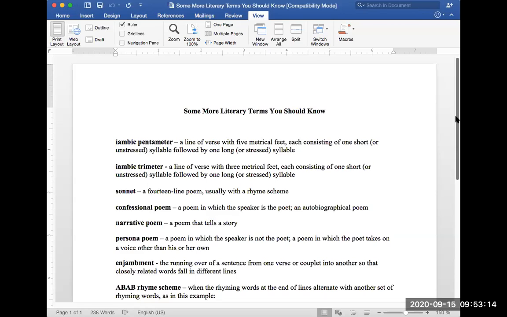A persona poem is a poem in which the speaker is not the poet, a poem in which the poet takes on a voice other than his or her own. So My Mother is mostly a persona poem. We get a speaker in the beginning who seems to be the poet, but then he slips into speaking from his mother's voice. So that's a persona poem.